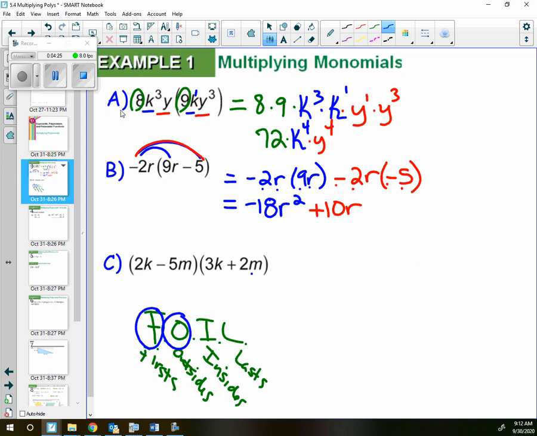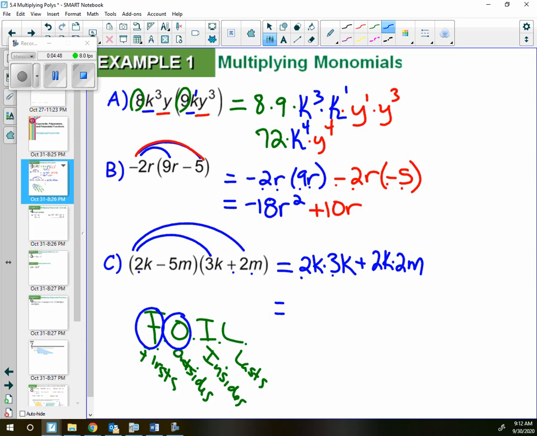I'm going to try to keep the color coding here as well. So first and outsides we'll do in blue here. So we're going to do 2k times 3k. That's first. And then outsides would be positive times a positive, so plus 2k times 2m. Now, a lot of people don't show the work that I just did. They just actually multiply those together.